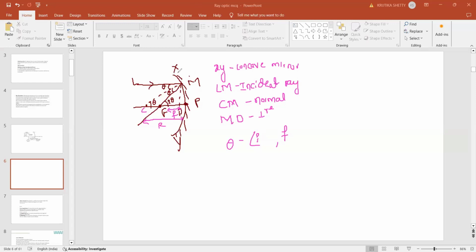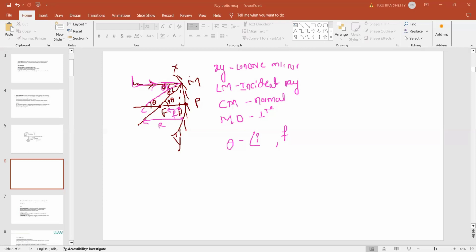Look at the figure and see what we have written. XY is a concave mirror. Do you see LM here? This is L. So this LM is the incident ray. Here is the angle of incidence, theta, with the normal.